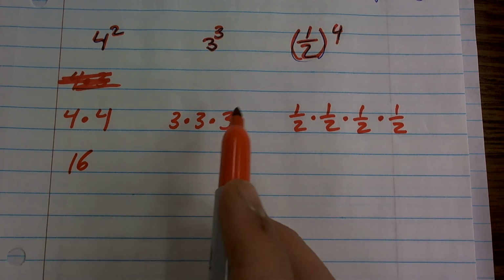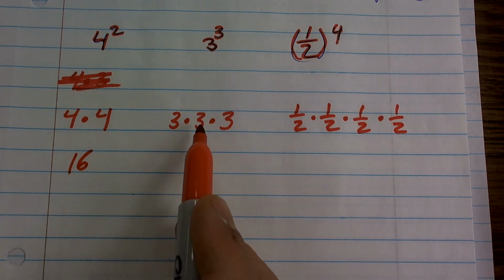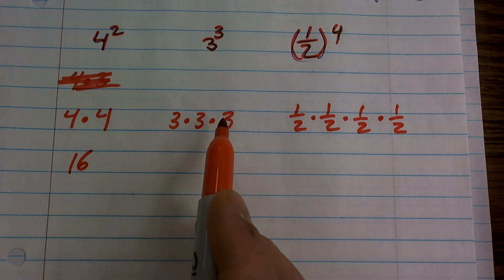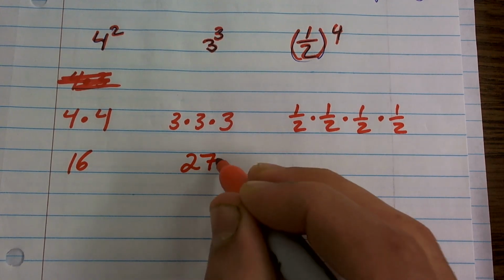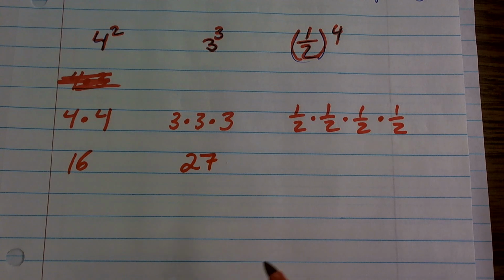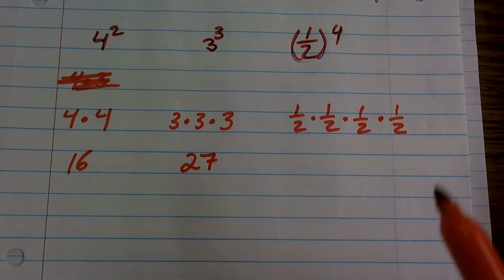3 times 3 times 3. 3 times 3 is 9. Times 3 is going to be 27. Right? Come on now. Let's not get so dry and boring.